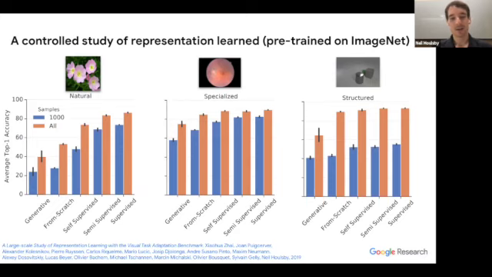However, on the specialized and structured tasks, there was really nothing to say between different algorithms. There's not that much difference, and even from-scratch training was close to the pre-trained models. In particular, on the structured task set, just adding more data to the downstream task far outweighed being smarter in one's pre-trained representations, which was a little bit disappointing.